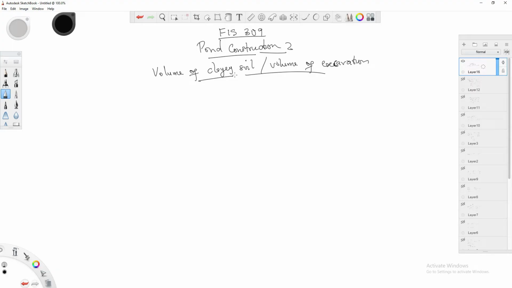My name is Olasindifit, and in this tutorial we're going to be treating pond construction 2. We are going to be covering the volume of clay soil to form a dike and volume of excavation. So let's get right in.